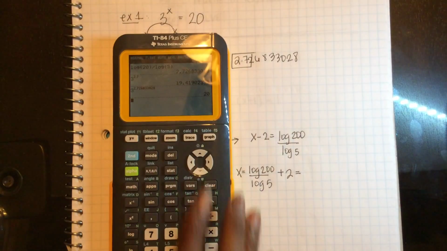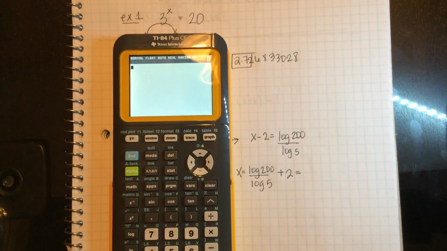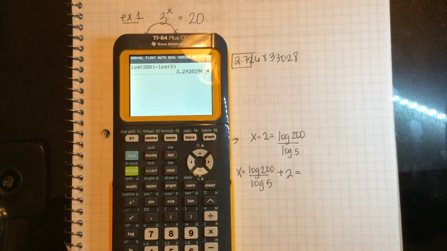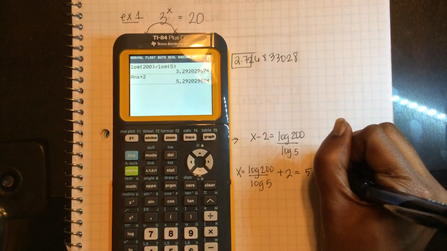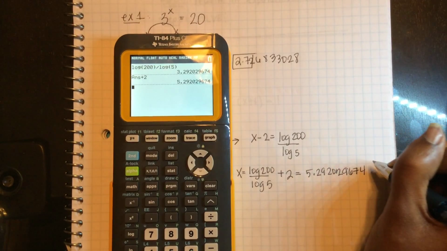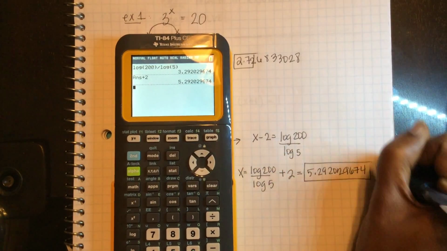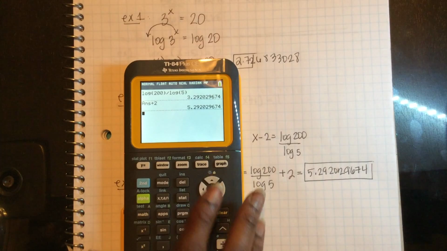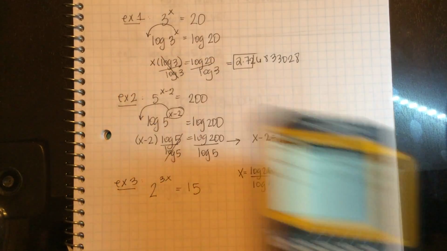So I'm going to plug that in my calculator. It's going to be log, where's my log? Log of 200 divided by log of 5. Let's see what that is. And then add 2. So 5.292029674. I'm sure we'll round to the nearest whatever I tell you to do on the homework or a test.